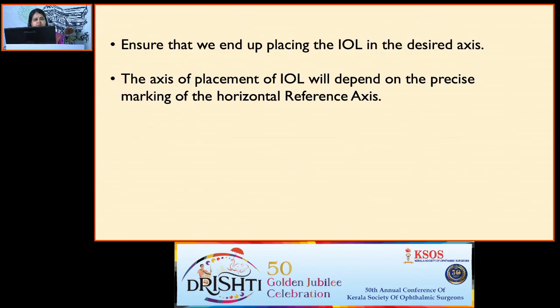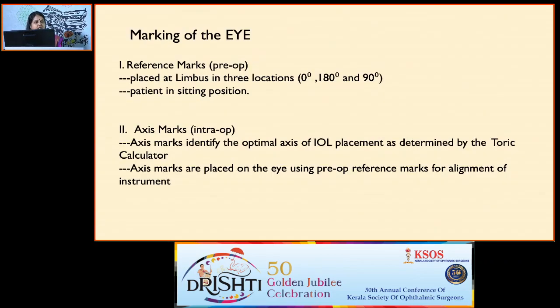The axis of placement of the IOL will depend upon the precise marking of the horizontal reference axis. So there are two markings: a reference marking, which is a pre-op procedure, and an axis marking, which is an intra-op procedure. The pre-op reference marking is placed at the limbus in 3 locations, that is 0, 180 degree and 90 degree, and the patient is in the sitting position. Axis marking identifies the optimal axis of IOL placement as determined by the toric calculator.